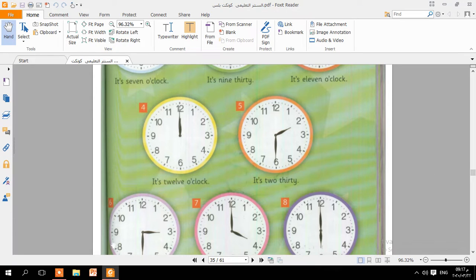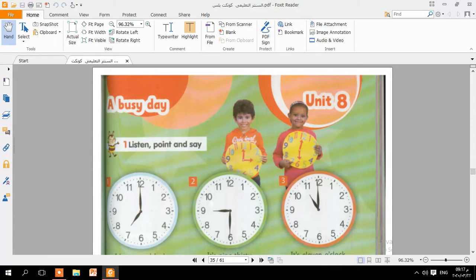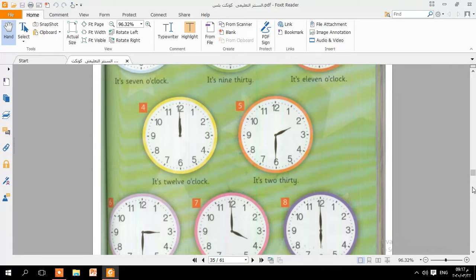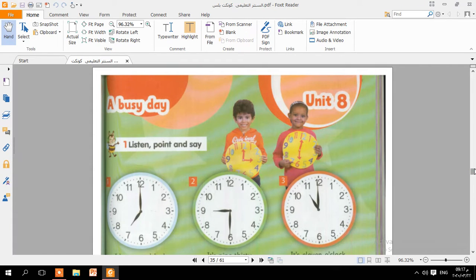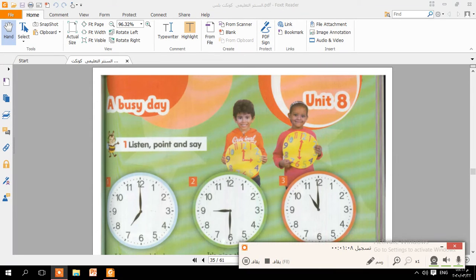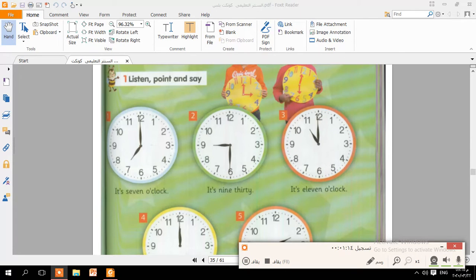Let's see picture number 1. What time is it? It's 7 o'clock. Number 2. What time is it? It's 9:30. Okay. Picture number 1, it's 7 o'clock. Picture number 2, it's 9:30, because the small arrow points to 9 and the big arrow points to number 6.